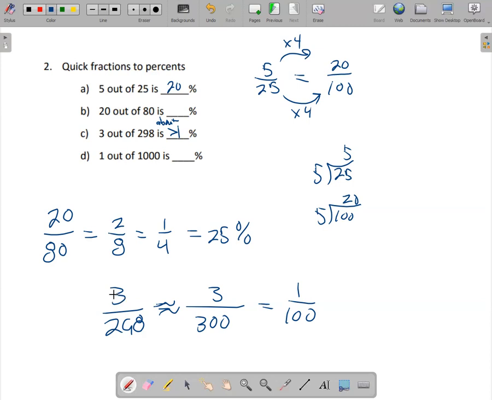All right, I'm going to leave the 1 out of 1,000 for you to think about without a calculator.